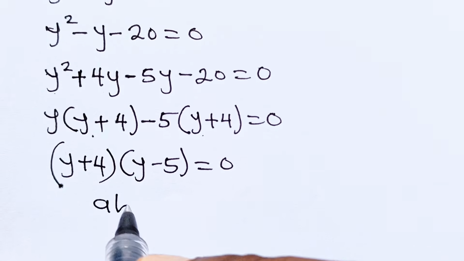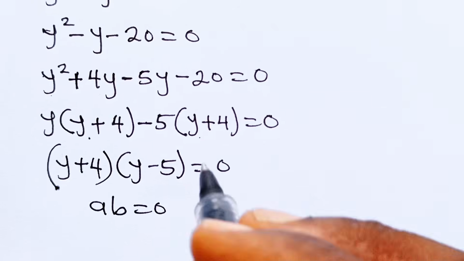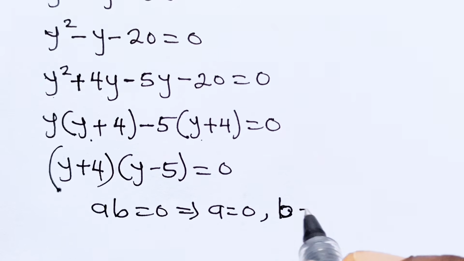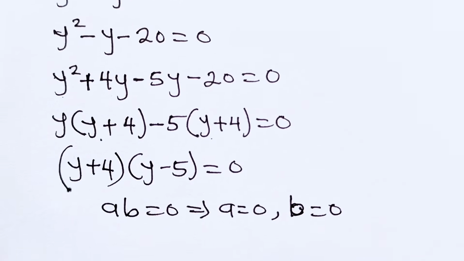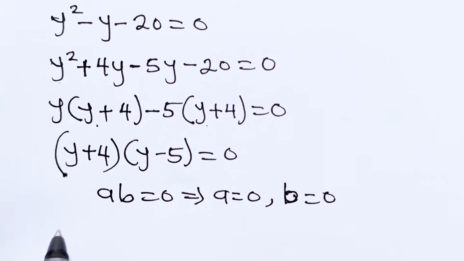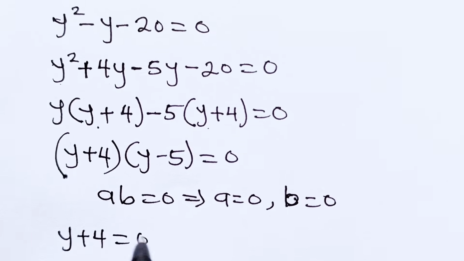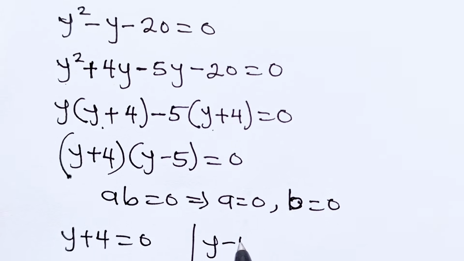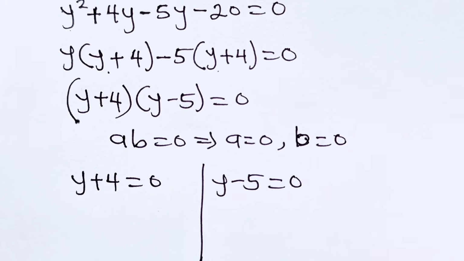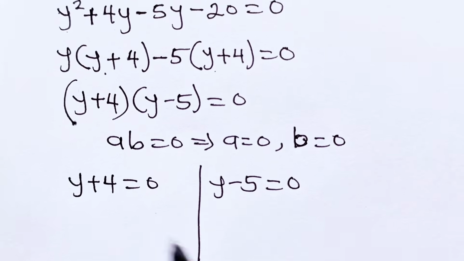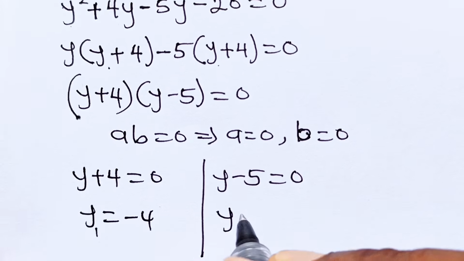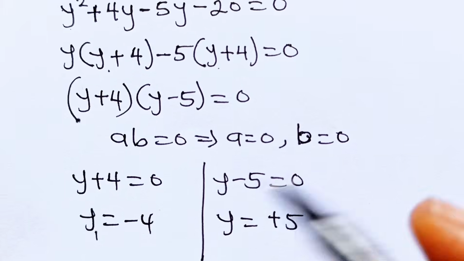Now recall that if ab is equal to 0, it simply implies that either a is equal to 0 or b is equal to 0. Therefore, we can rewrite this as y plus 4 is equal to 0, or y take away 5 is equal to 0. So moving forward, we can write again that y equals negative 4 and y equals positive 5.